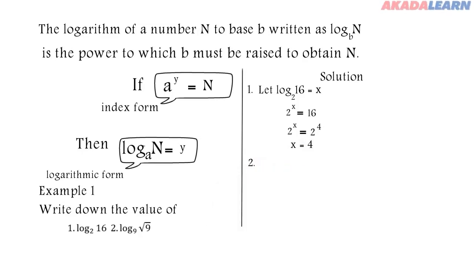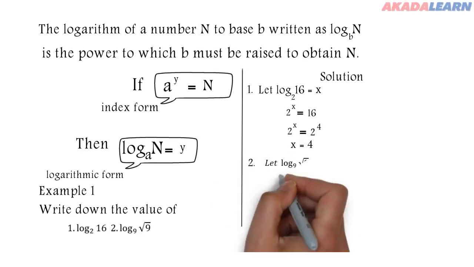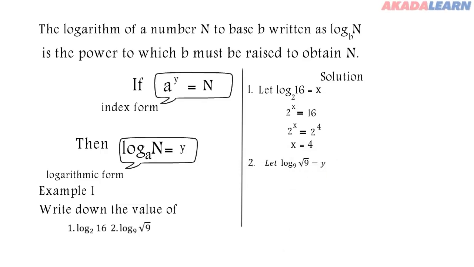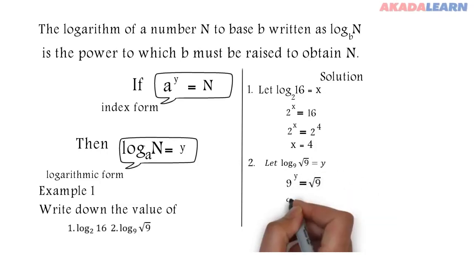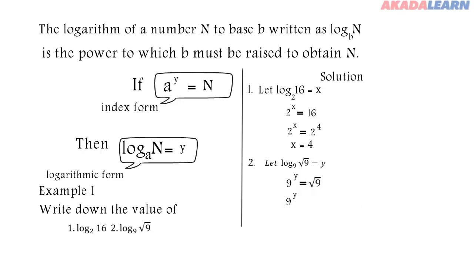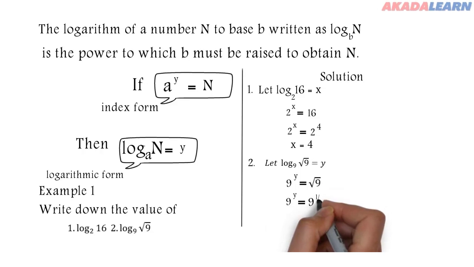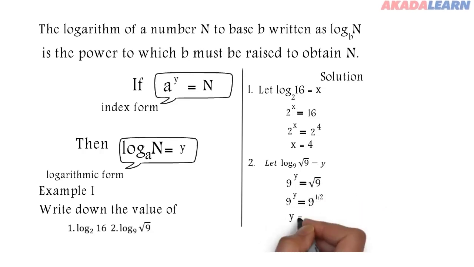So let's see the second one. We are going to represent that particular logarithm with y. Now we say 9 raised to the power of y is equal to square root of 9. Again, square root of 9 is the same thing as 9 raised to the power of half. Since the bases are equal, we equate the powers. So y is equal to half.